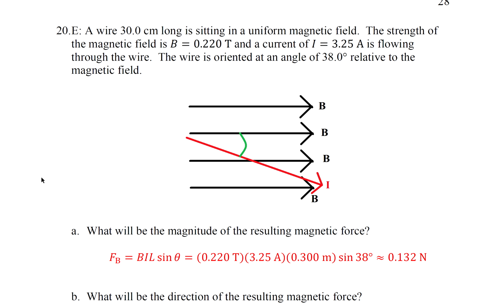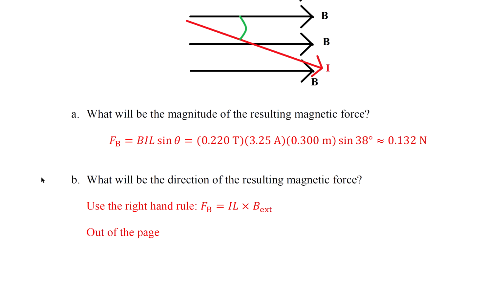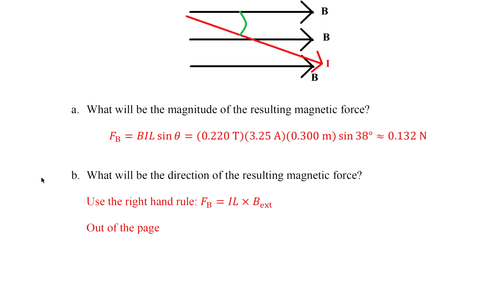Question 20 here. A wire 30 centimeters long is sitting in a uniform magnetic field. The strength of the magnetic field is 0.220 Tesla, and the current of 3.25 amperes is flowing through the wire. The wire is orientated at an angle 38 degrees relative to the magnetic field. So here's the solutions for part A and B.